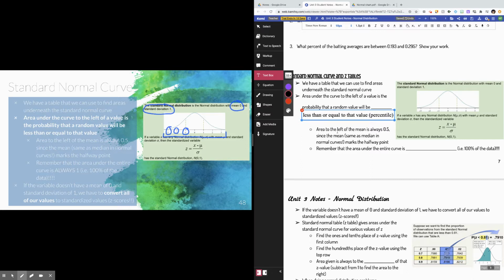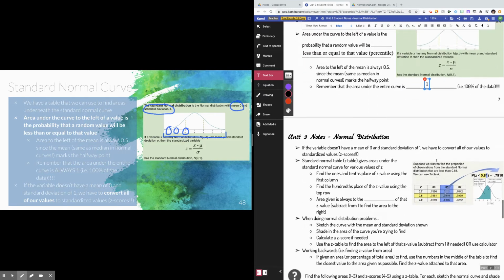For example, the area to the left of the mean is always 0.5 or 50%, because the mean is the halfway point in a normal curve. Remember, when we talked about density curves in the last video, I told you that for standard normal curves, the mean and the median are the same. They're in the same spot. And we have to remember that the area underneath the entire curve is always 1, or you can think of it as 100% of the data.